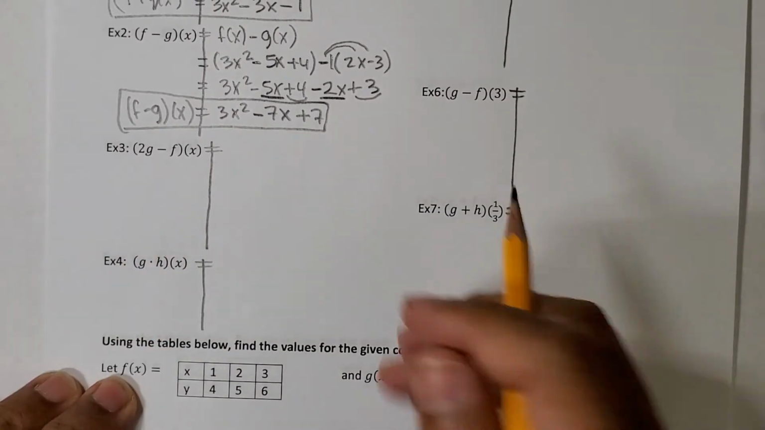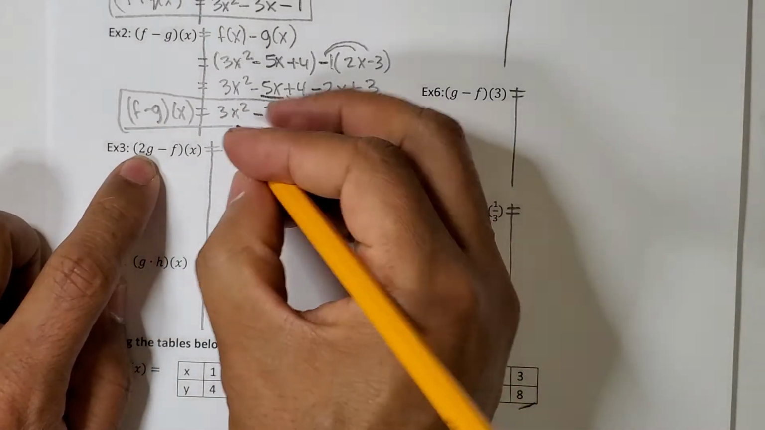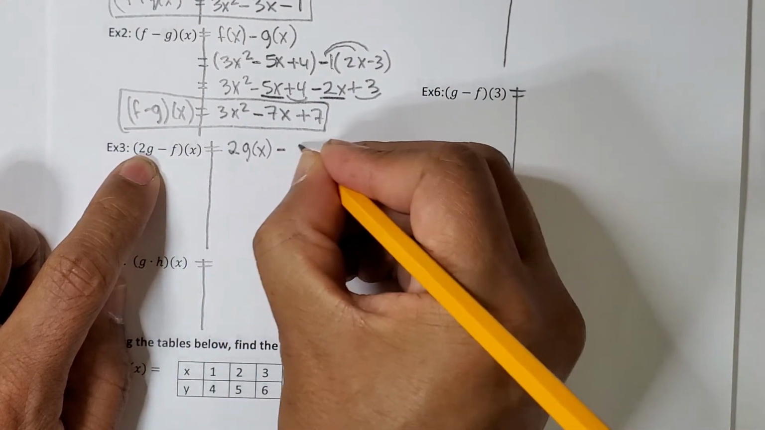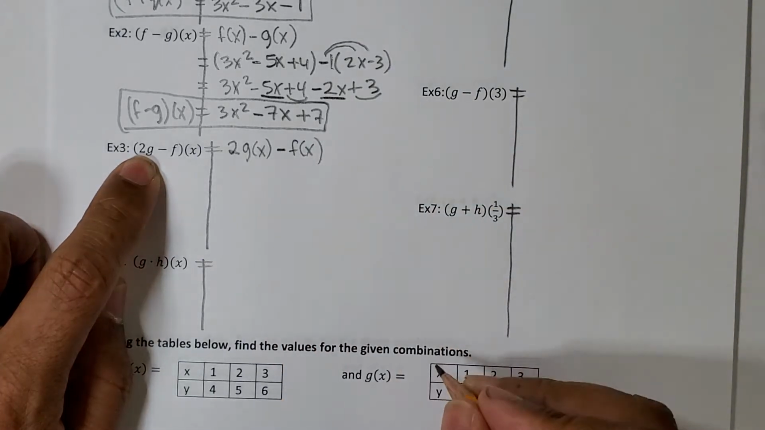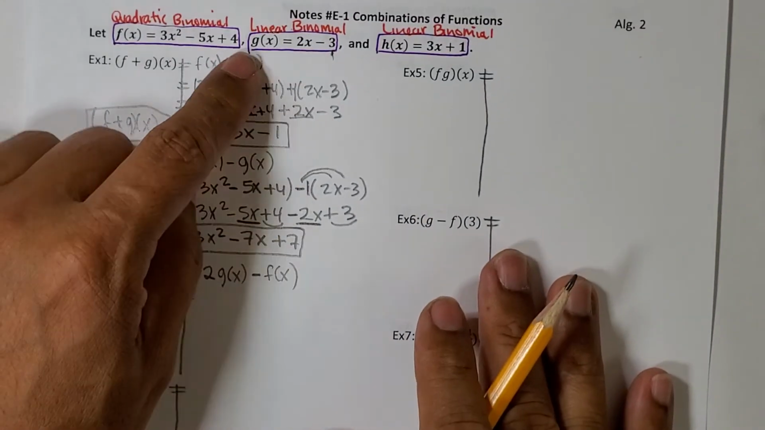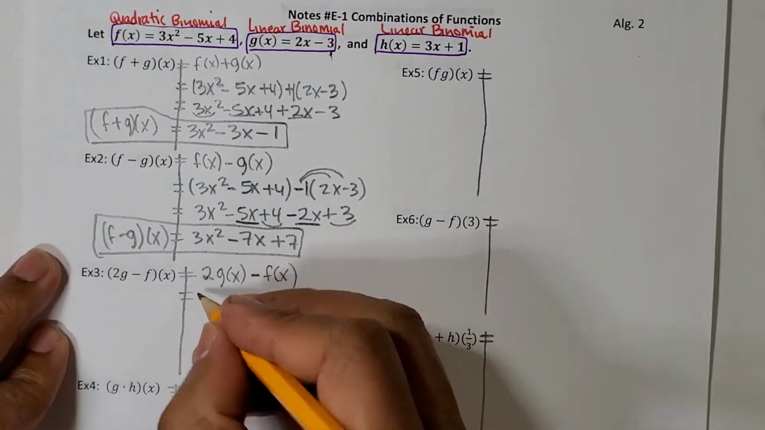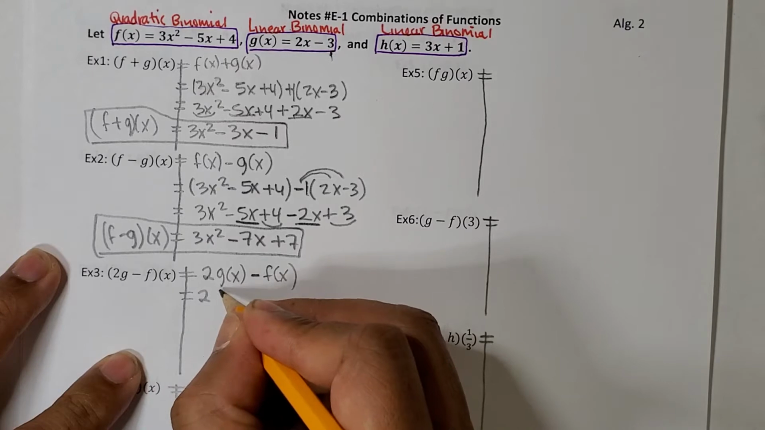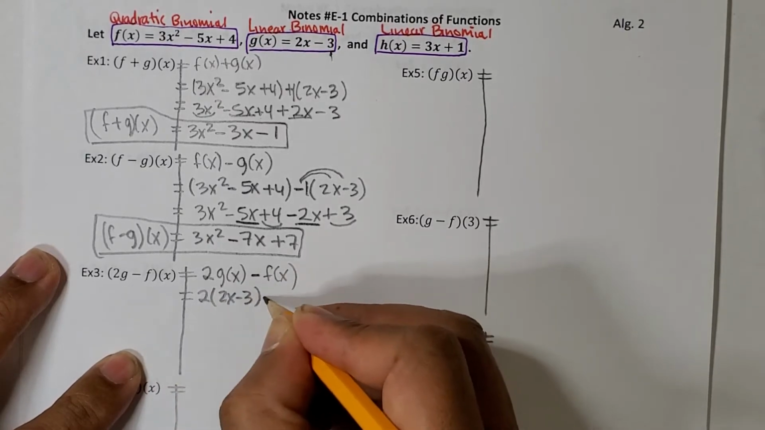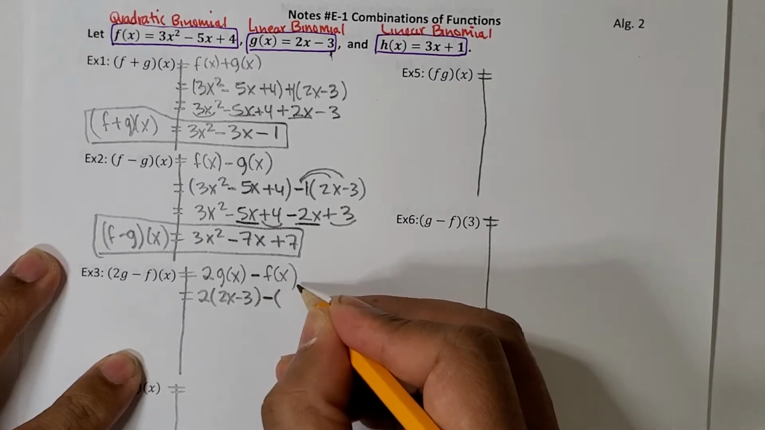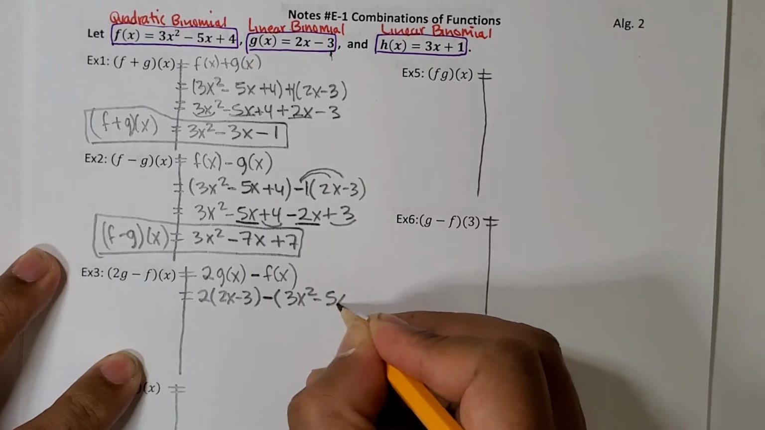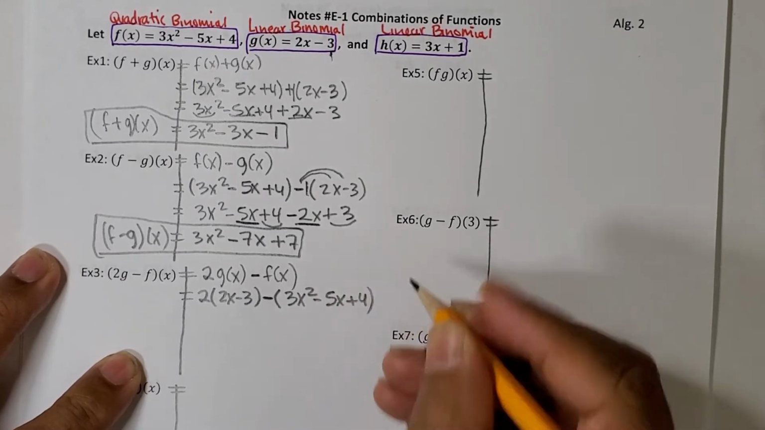This one is a little bit different. I have a 2 in front of g, so that's what this means: 2 times g of x minus f of x. So I'm looking at the function g. It's this function. So this is going to be equal to 2 times, instead of g, 2x minus 3, minus, instead of f of x, 3x squared minus 5x plus 4.